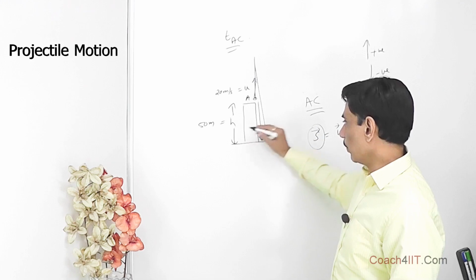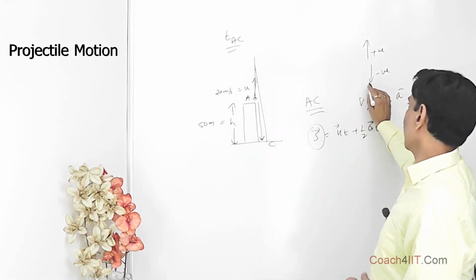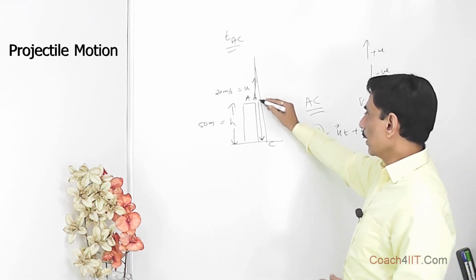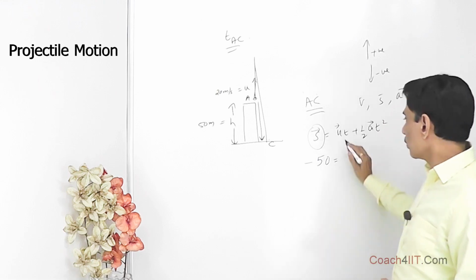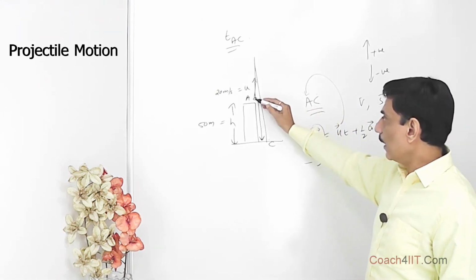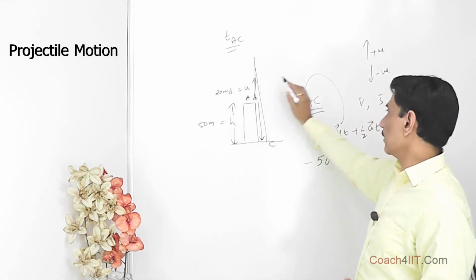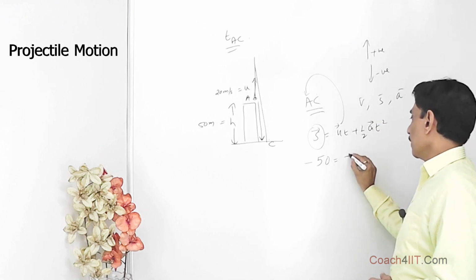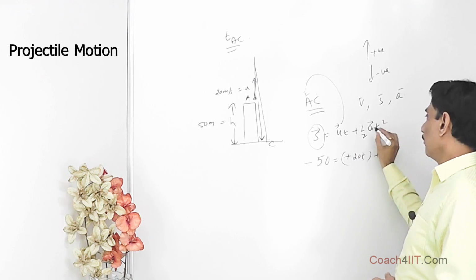The length of this arrow is 50 meter only and it is in the downward direction. Downward direction we are taking as negative, so the displacement vector from A to C is going to be minus 50. U stands for the initial velocity at the initial point, that is point A. At A it is 20 meter per second in the upward direction. In the upward direction it has to be taken as positive, so we say plus 20t plus half acceleration.